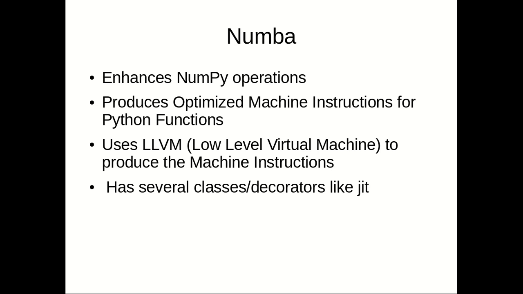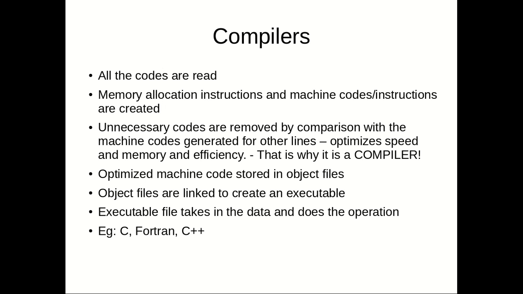Now as I just told you, Numba produces optimized machine instructions for Python functions. What does this mean? Before we understand this, we need to know a little bit about compilers and interpreters. Many of you will know what a compiler and an interpreter are. For those of you who do not know much about it, let me give you a small brief overview. Compilers and interpreters are two kinds of program reading software that process your source code and make machine instructions for your computer.